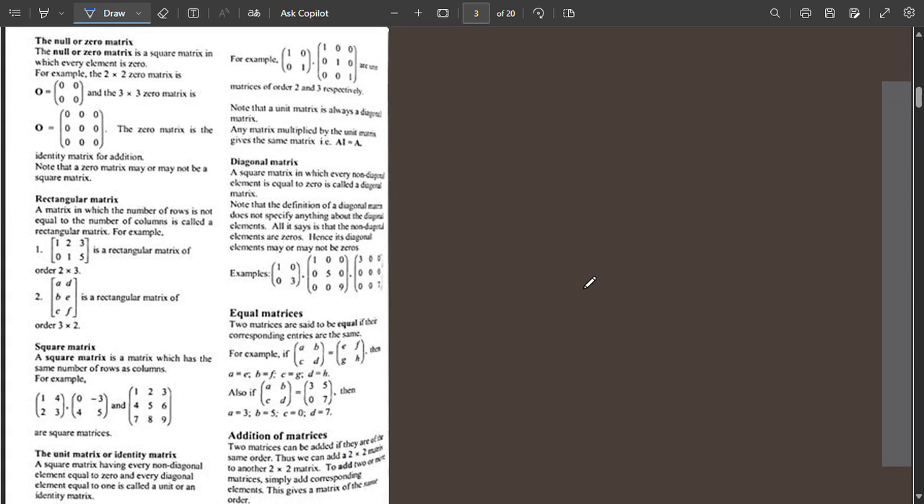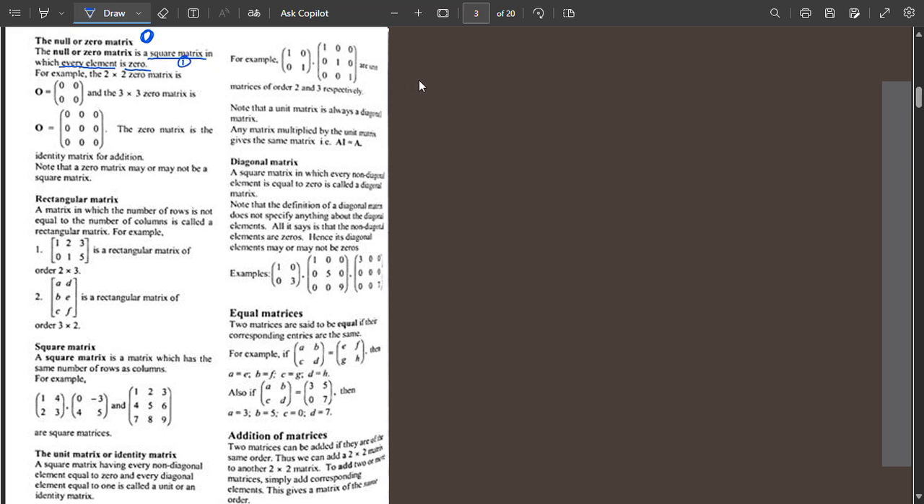We have also the null or zero matrix. A null or zero matrix is a square matrix in which every element is zero. So whenever we have a square matrix, let's see the keywords here. A square matrix, every element is zero. So these are the keywords. The first keyword here says a square matrix.